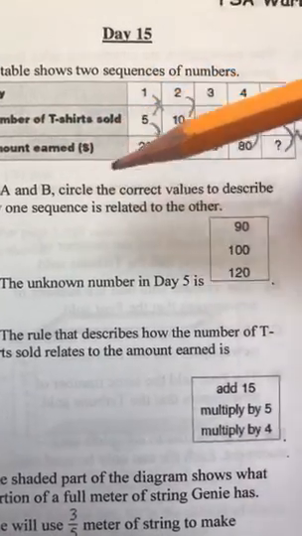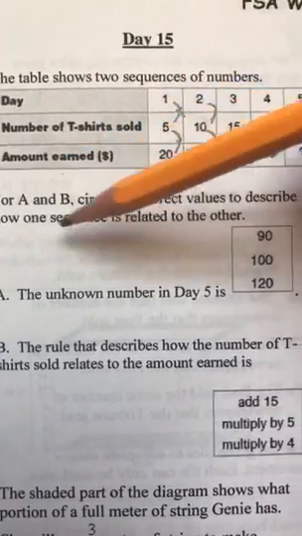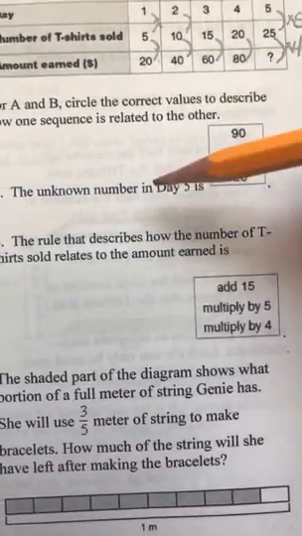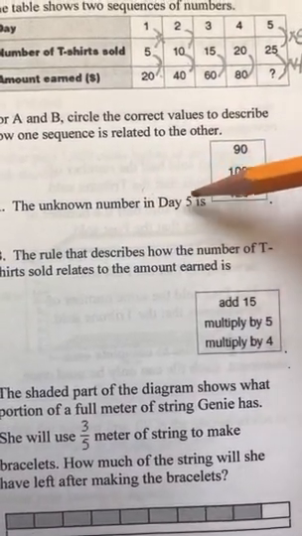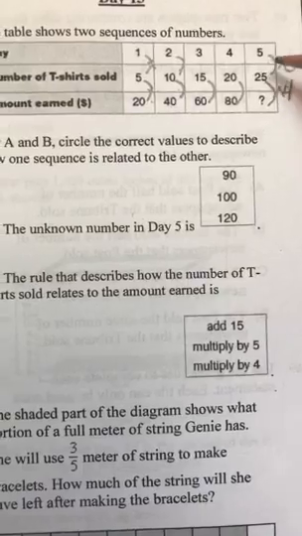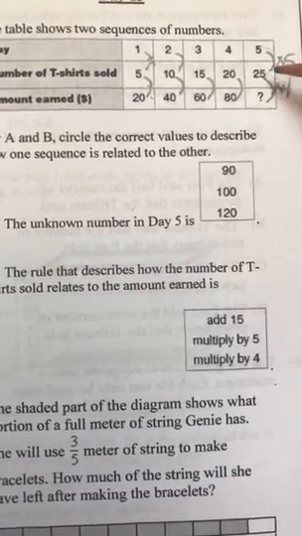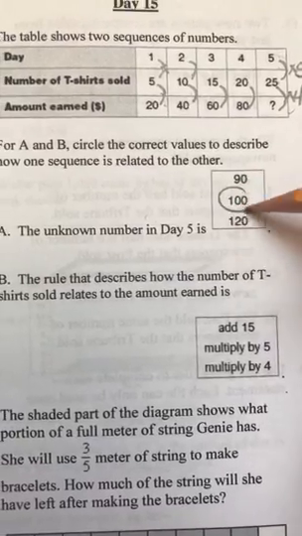So for A and B, circle the correct values to describe how one sequence is related to the other. So for A, the unknown number in day 5 is, let's see, we said this was times 5. 5 times 5 is 25. 25 times 4, the unknown number is 100.